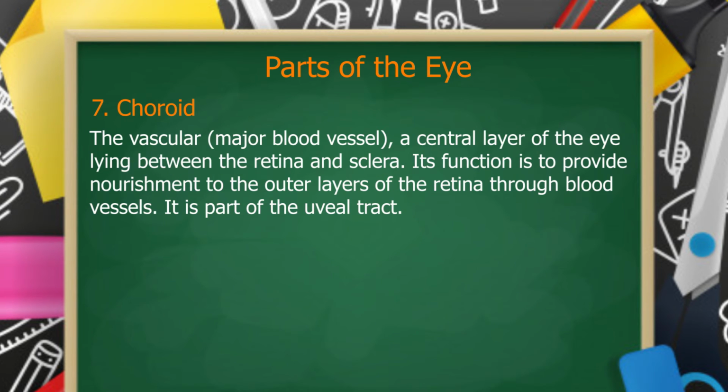We're now going to look at the choroid. The choroid is the vascular, which is a major blood vessel, central layer of the eye lying between the retina and the sclera. Its function is to provide nourishment to the outer layers of the retina through blood vessels. It is part of the uveal tract.